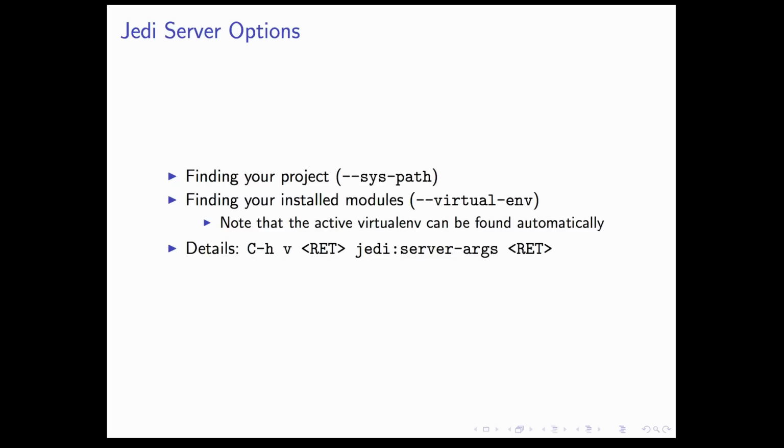And this is actually done by setting an Emacs variable that allows you to set the Jedi server args. And the two args that are worth thinking about are the system path, which, for those of you who use Python, sys.path is sort of where Python looks for modules. And if you want to specify a virtual environment that is not the currently active virtual environment, you can also do that via the virtualenv switch as well.